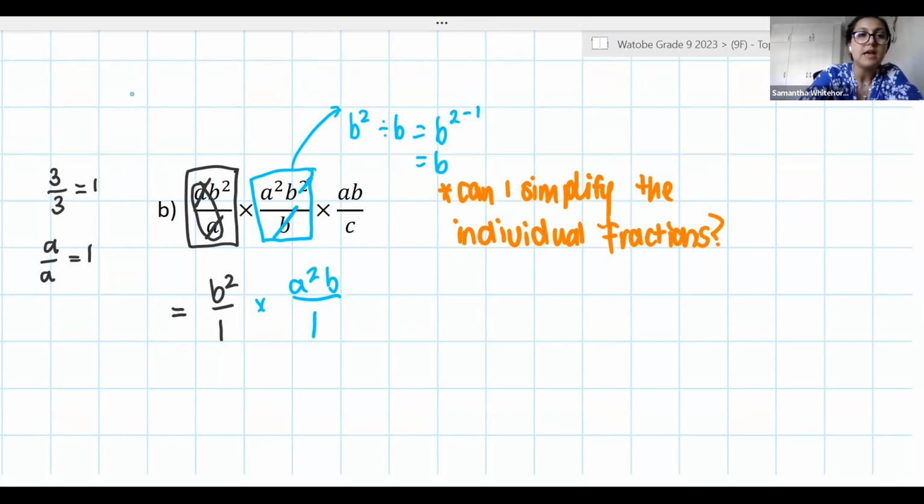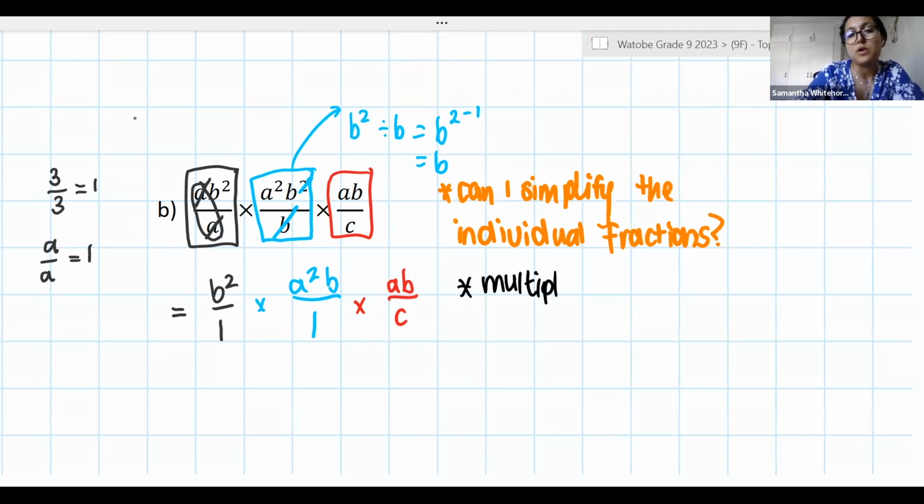Now, finally, my third fraction, I don't have any like bases there, which means that I can't simplify. I've got A, B, and C, which are all different bases, so I can't actually do anything with that. And so it's going to stay exactly as it is for now. Once I've simplified my fractions, this is now where I start to multiply.